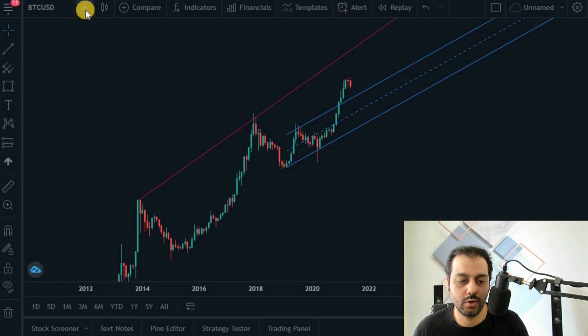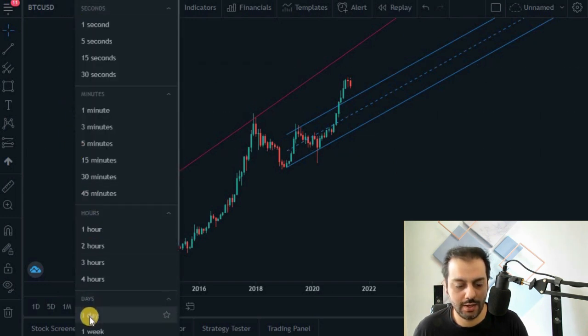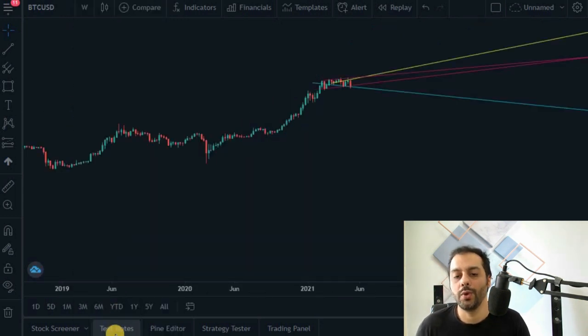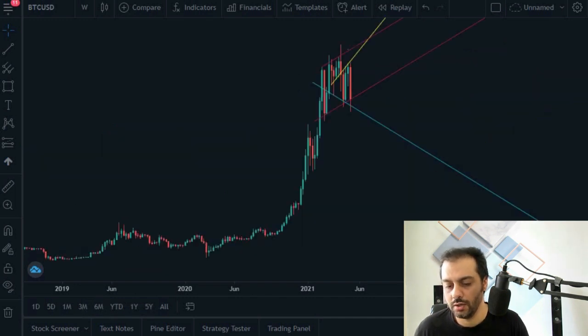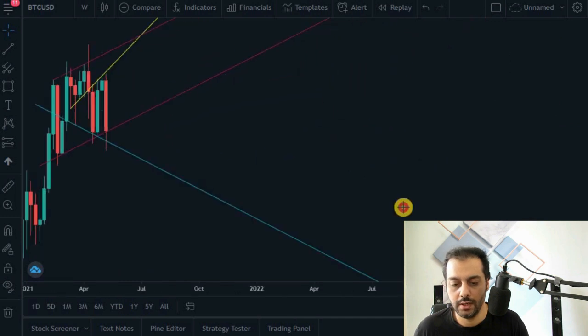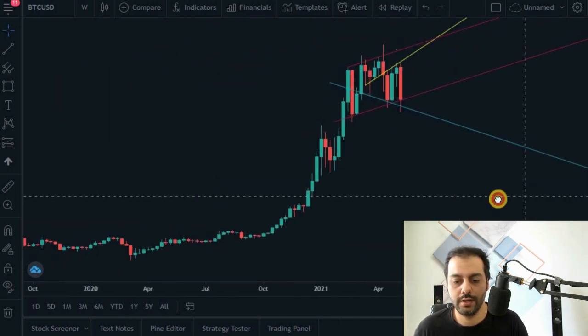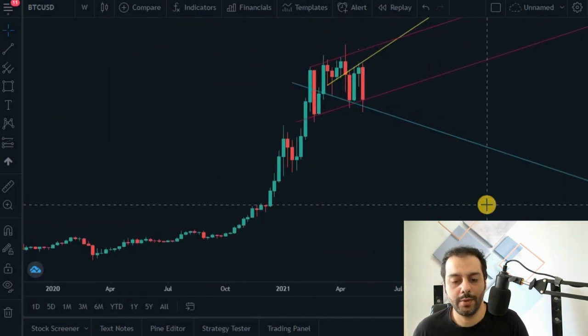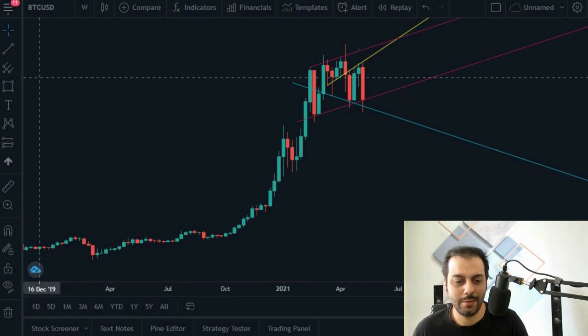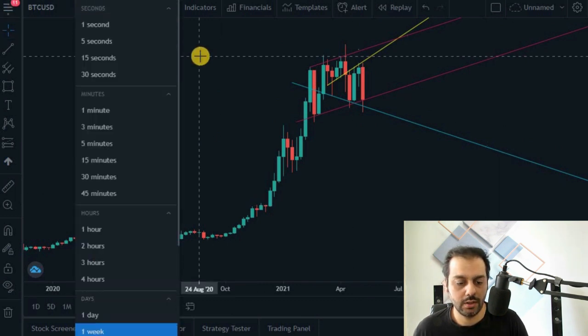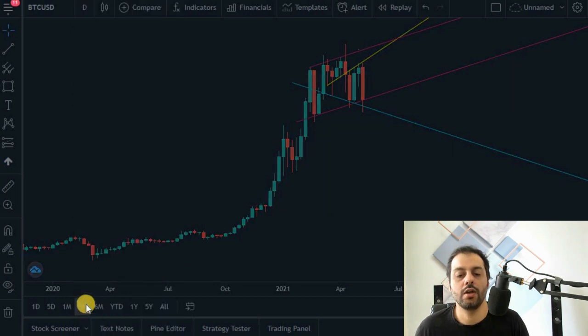And to see that, we need to get back to the weekly, and we don't need the logarithmic chart. We need our normal chart here. So what happened there? Let's go to the daily time frame.